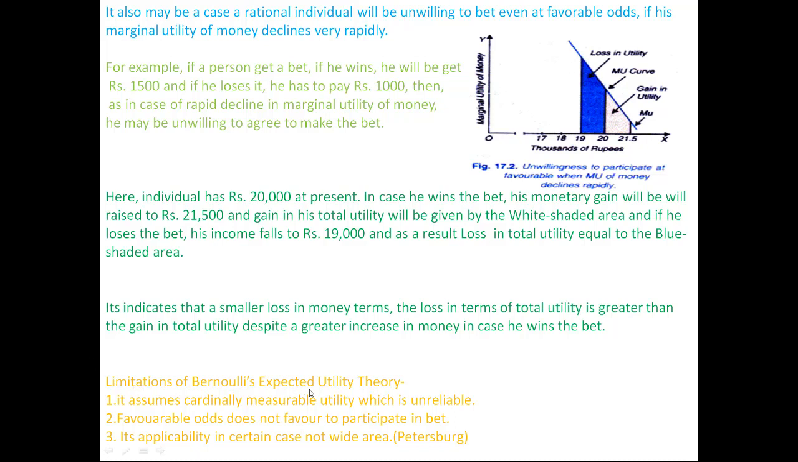Limitation of Bernoulli's expected utility theory: it assumes cardinally measurable utility, which is unreliable. Utility is not always cardinally measurable. Favorable odds do not favor participating in the bid. We will later see that favorable odds lead a rational individual to participate in a bid, but here the individual does not participate.